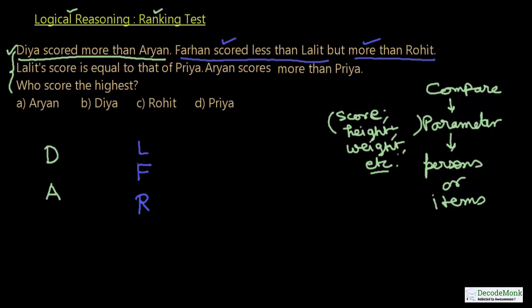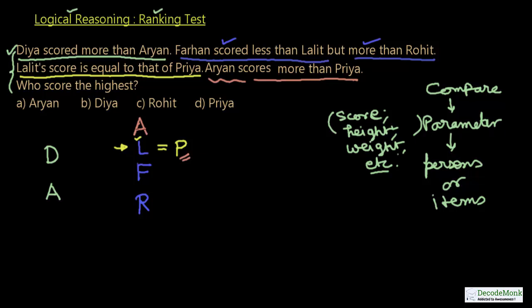And then the next statement, Lalit's score is equal to that of Priya. So we can write Lalit equal to Priya. What we are doing, we are putting Lalit and Priya at the same platform or at the same level, you can say. The last line says Aryan scores more than Priya. So here this is Priya and Aryan's score is more than Priya. So we can say Aryan is over the level of Priya.